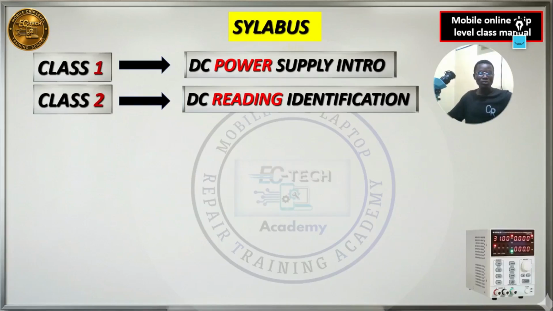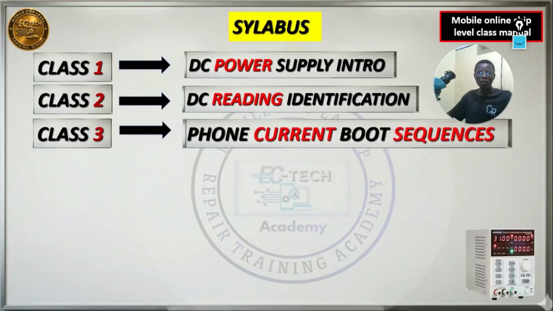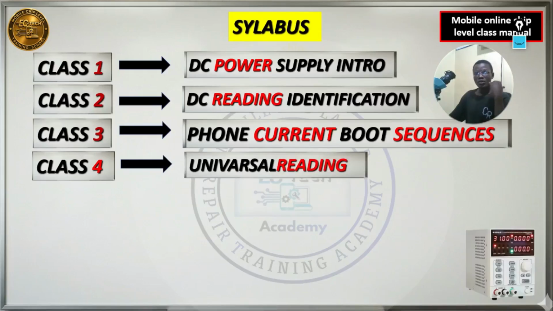Now in class 3, I'm going to cover phone current boot sequencing with DC power supply. When you understand the boot current, you will know the communication, the current stage, and the components that are communicating at that time. Understanding the phone current booting is the intermediate step to knowing how to use the DC reading to judge which section is faulty.